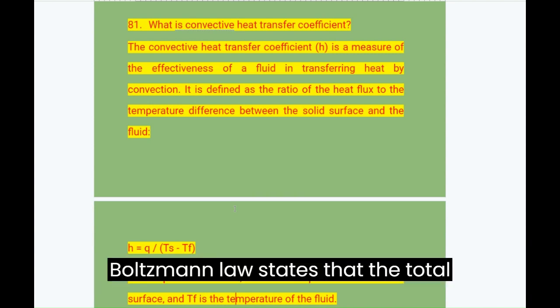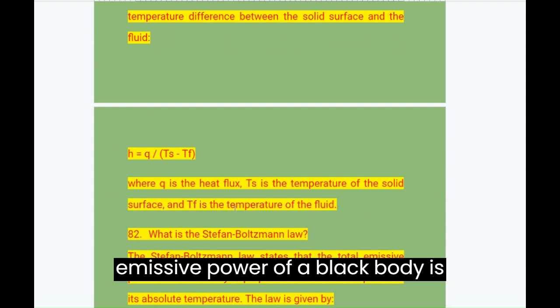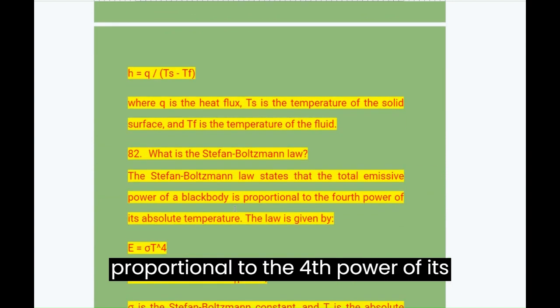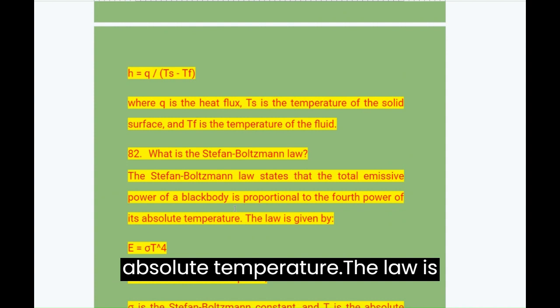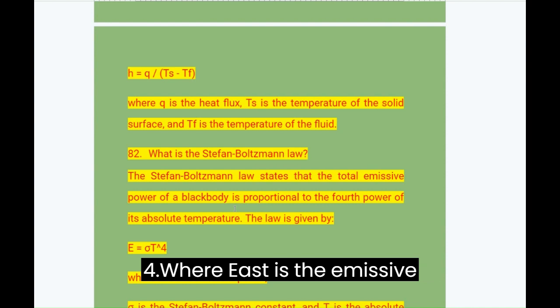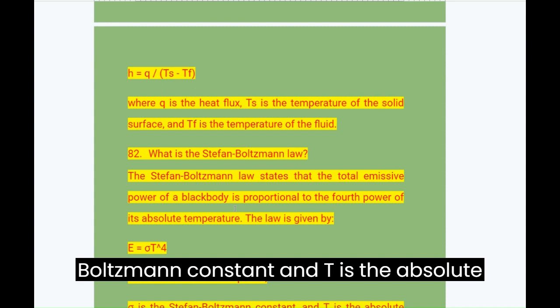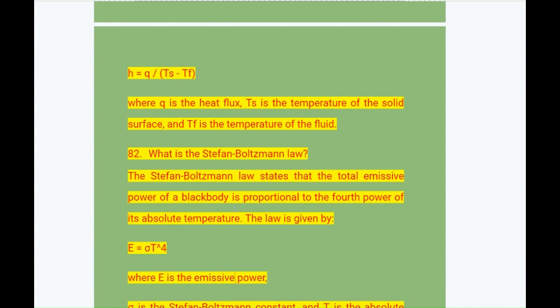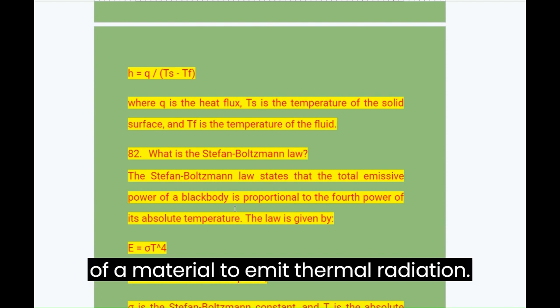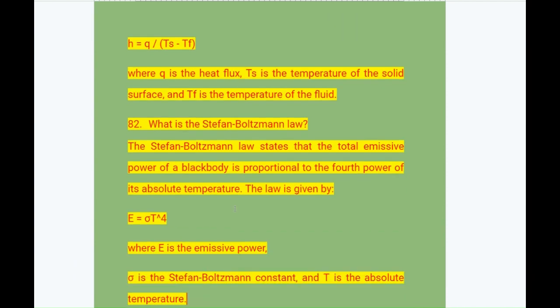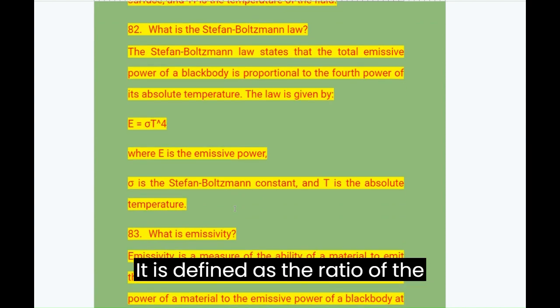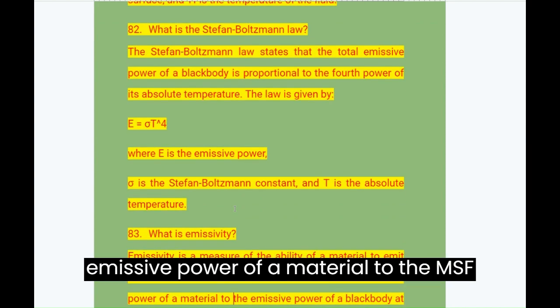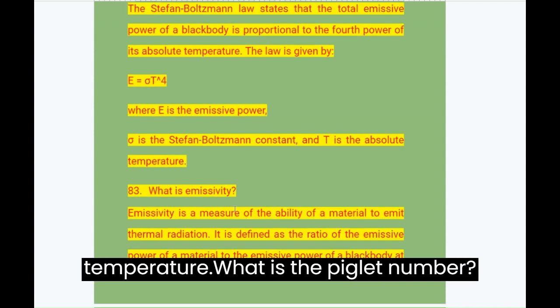What is the Stefan-Boltzmann law? The Stefan-Boltzmann law states that the total emissive power of a black body is proportional to the fourth power of its absolute temperature. The law is given by E equals sigma T to the fourth, where E is the emissive power, sigma is the Stefan-Boltzmann constant, and T is the absolute temperature. What is emissivity? Emissivity is a measure of the ability of a material to emit thermal radiation. It is defined as the ratio of the emissive power of a material to the emissive power of a black body at the same temperature.